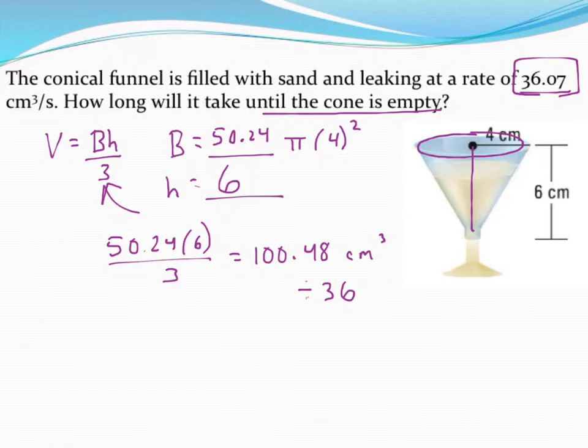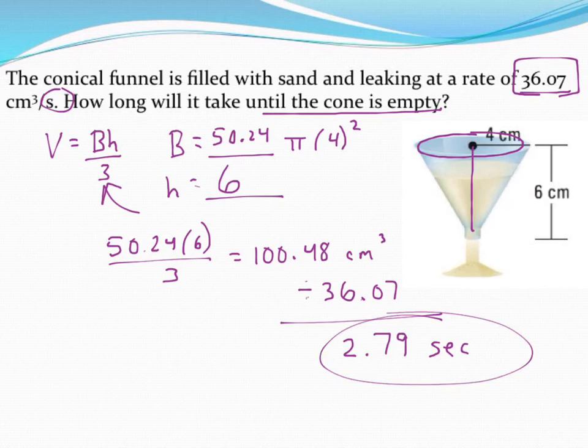So 100.48, the volume I just found, divide that by 36.07, gets me a final answer of about 2.79. And now this was a time I was finding, and I can see from my label that I'm working with seconds. So a little under 3 seconds is all it's going to take for this cone to be empty of sand.